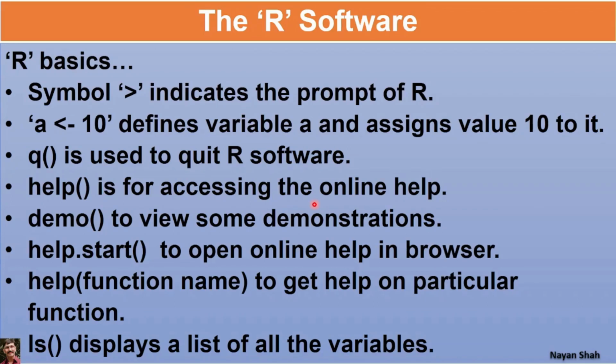The symbol greater than, as you saw, indicates the prompt of R. So whatever we type will be typed over there. That is called the R prompt. Then the less than and minus sign together is called assignment. It is like an equal sign. So if you write A less than minus 10, that means you are assigning 10 to variable A. It defines variable A and assigns value 10 to it.